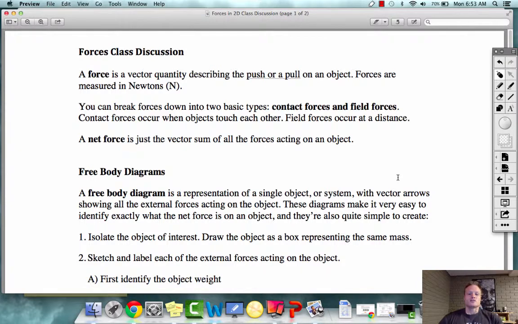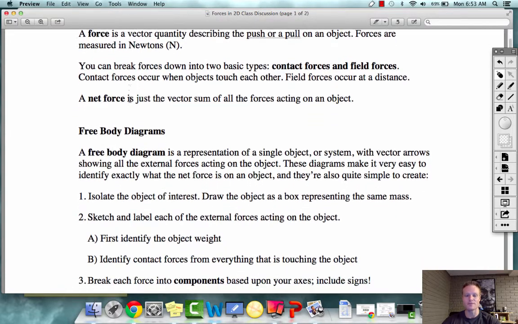Remember, a force is a vector quantity that describes a push or a pull, and forces are measured in newtons. For right now, we can basically break forces down into two types: contact forces and field forces. Contact force, you have to be in direct contact with it, and the field force, the only one we've talked about thus far and the only one we will talk about in first semester physics, is gravity. And the net force is just adding all the forces up in the x direction and finding the overall net force, or the same thing with the y, adding up all the forces in the y direction and figuring out the overall net force. This is kind of just a review from chapter 4.